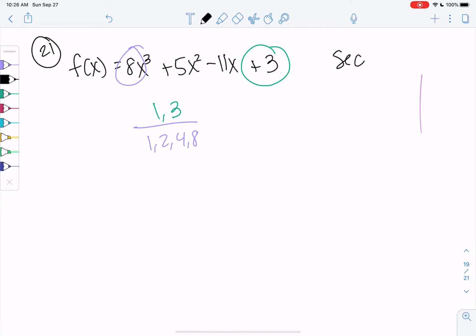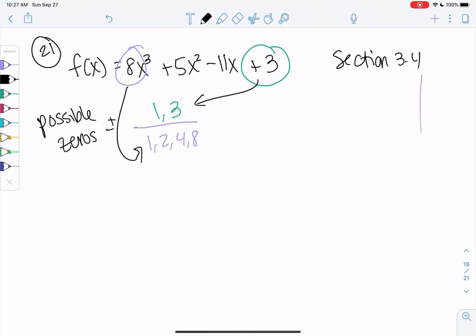Okay, so this is section 3.4, number 21, and we want to find all the zeros. So I'm going to start with possible zeros. We get plus or minus factors of 3 over factors of 8. So we get a bunch of options. We get plus or minus 1, 1/2, 1/4, 1/8, 3, 3/2, 3/4.